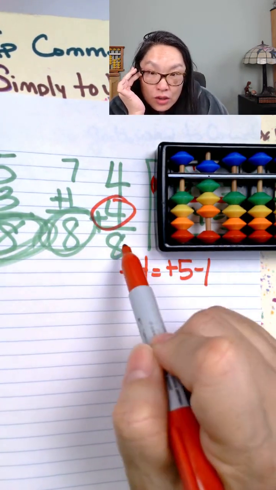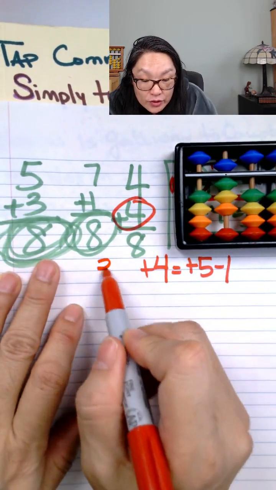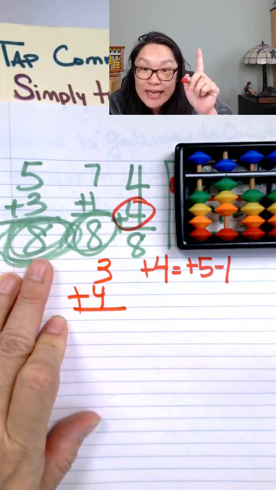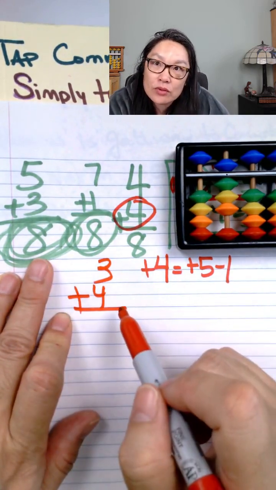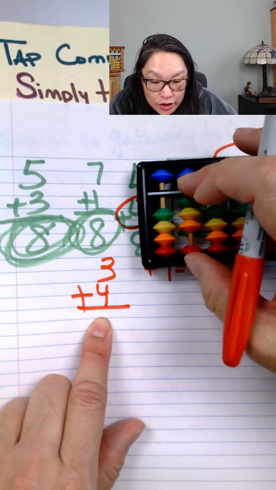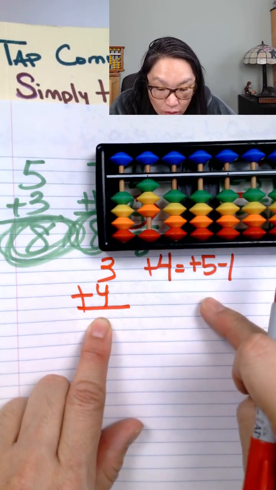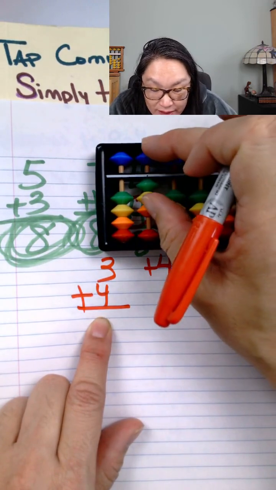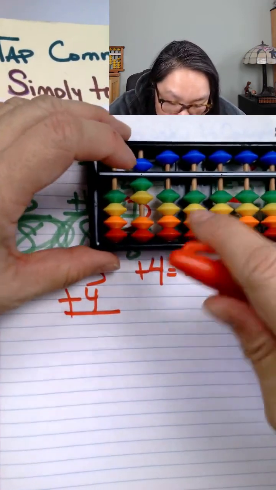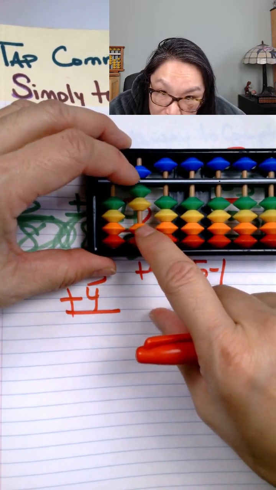So now, okay, we know the secret, right? What happens when we do 3 plus 4? Same thing. So now instead of doing doubles minus 1, what we're going to do is 3, right? And my secret, which is plus 4. Plus 4 is plus the 5 minus the 1. Do you see that there's a number pattern right there? This is the pattern. And the kids will see it.